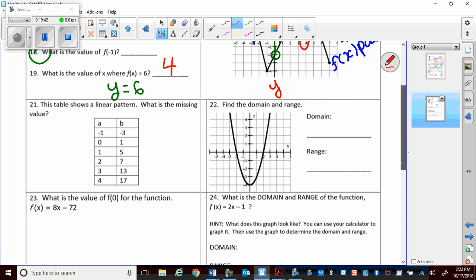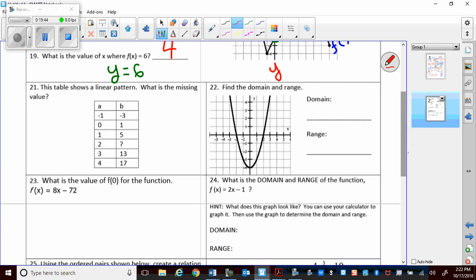21 is talking about patterns. Since this table shows a linear pattern, what is the missing value? Now, let's look at the a values. How do they get to the next step? What are they doing each time? Adding 1. Adding 1. That's the pattern. Does everybody see that?